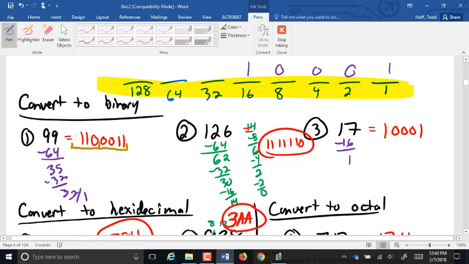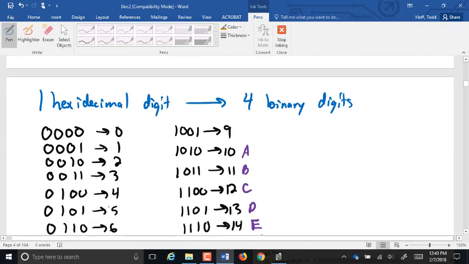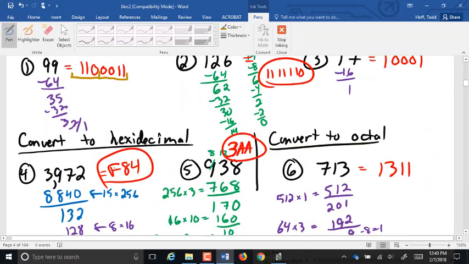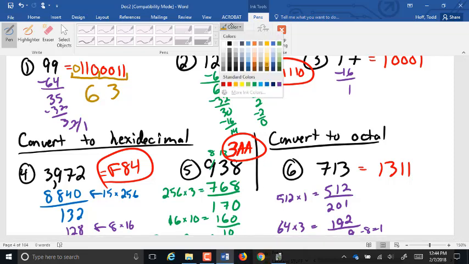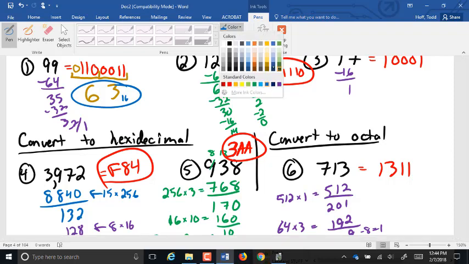0, 0, 1, 1 is equivalent to what in hexadecimal? 0, 0, 1, 1 is 3. So that's 3. If I treat that as 0, 1, 1, 0, what's that equivalent to? 6. So we can just write that as 63 in hexadecimal. Does that make sense at all? A little bit? Clear as mud?